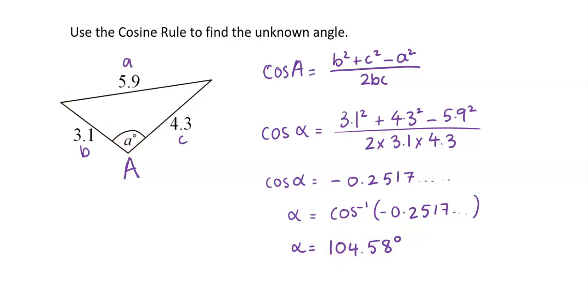You can see here we ended up with a positive angle, larger than 90 degrees, which is what we would expect from looking at our picture, and also because we had a negative value of the cosine, we know our angle has to be greater than 90 degrees. So that unknown angle in our triangle is equal to 104.58 degrees.